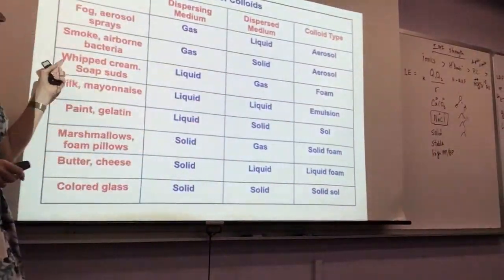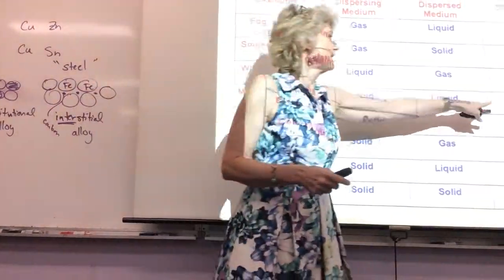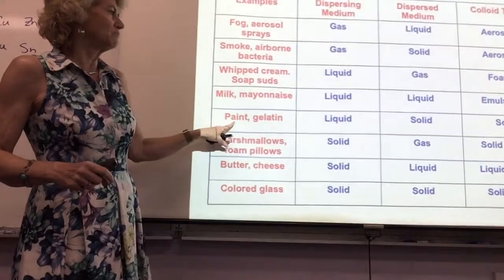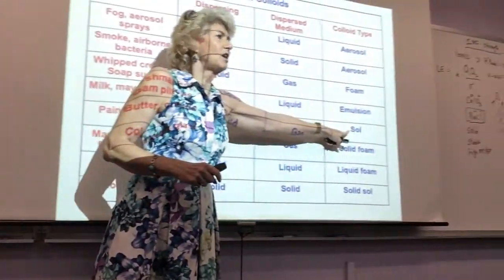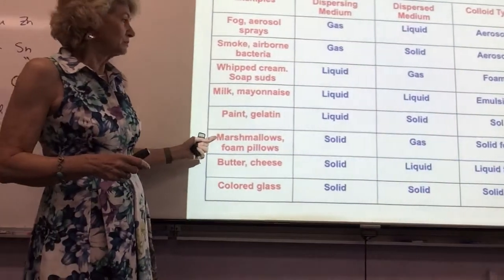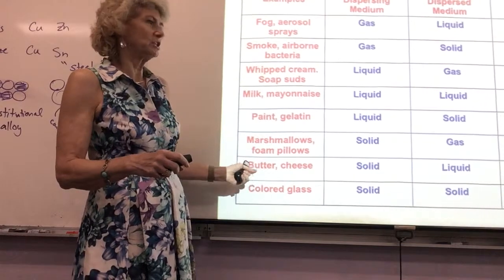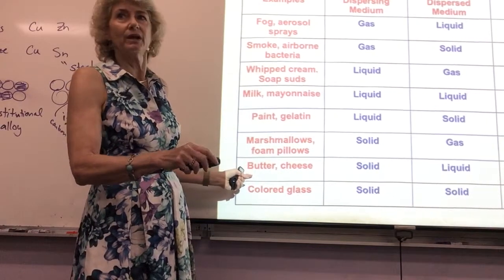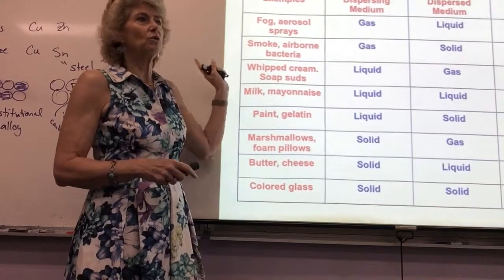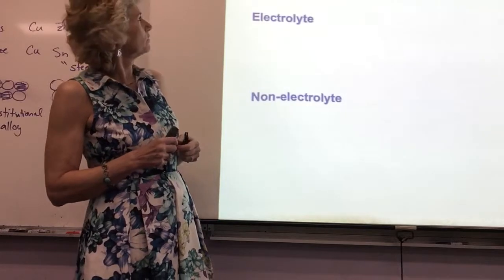Foams are things like whipped cream, you know what that is. Milk and mayonnaise are emulsions. They have characteristics that are kind of somewhere between a liquid and a solid. Paint, I'm pretty sure you have seen, it's actually called a sol. That's a word. It's not just short for solution. Marshmallows, we all know, those are solid foam. Liquid foam is butter and cheese. You don't normally think of cheese as a liquid. And colored glass is an example of solid sol. Cool field of science. Lots of different weird words.